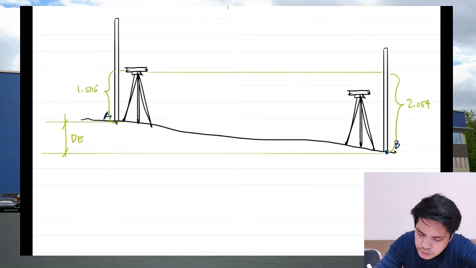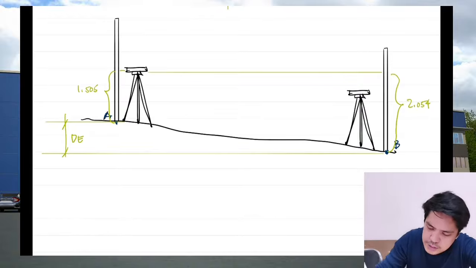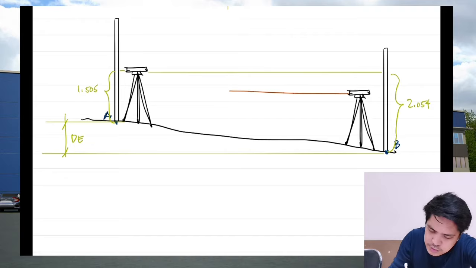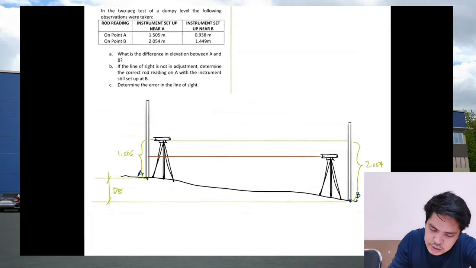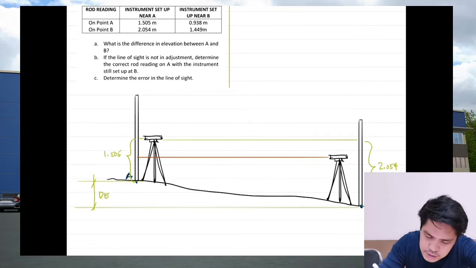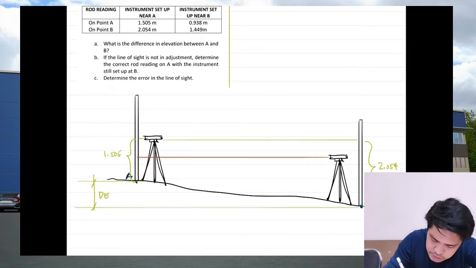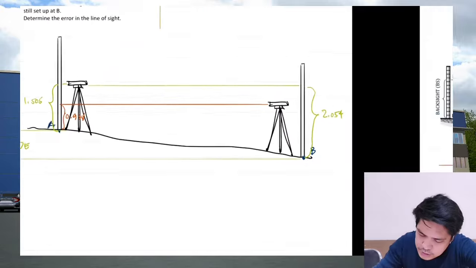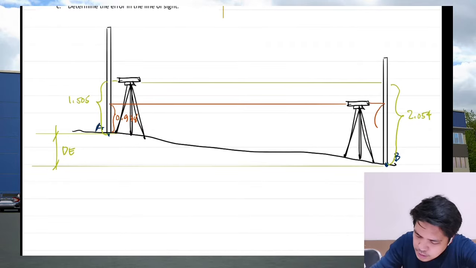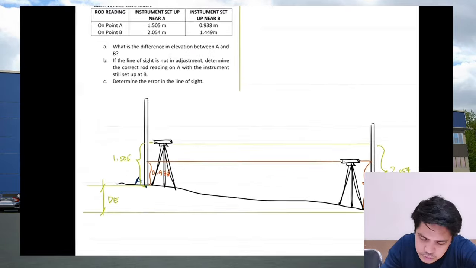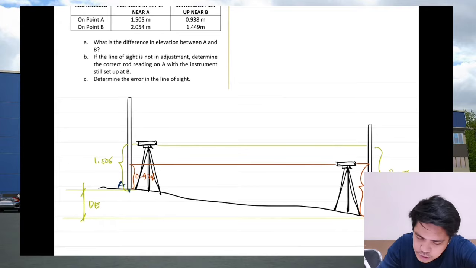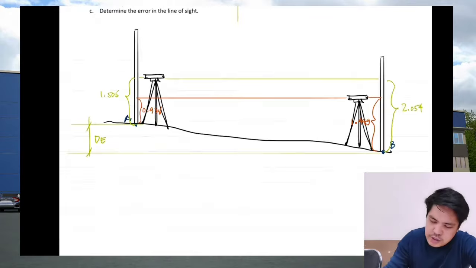Now, when the instrument is set up at B, the rod reading at A, so that would be this rod reading, is 0.938. That means this distance is 0.938, and this distance is, what was it, 1.449. So these are the rod readings.